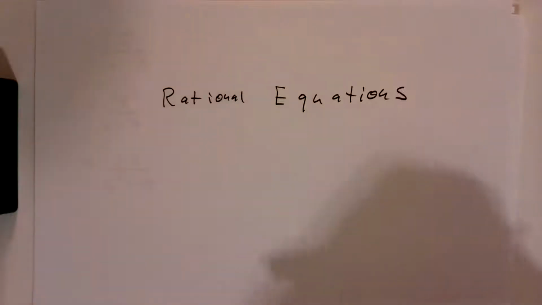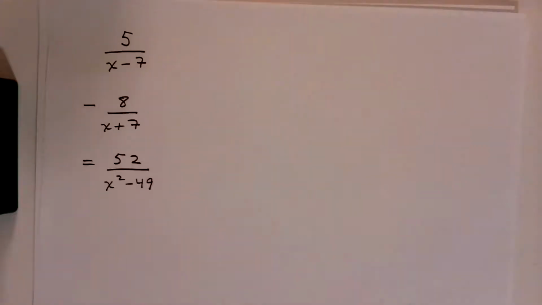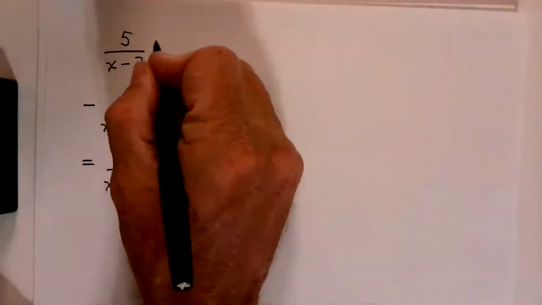This lesson is on rational equations. The first thing we'll look at is 5 over x minus 7 minus 8 over x plus 7 equals 52 over x squared minus 49.